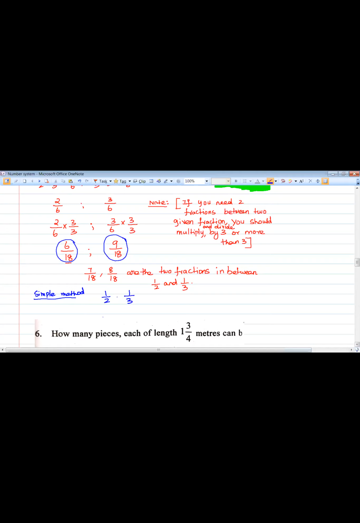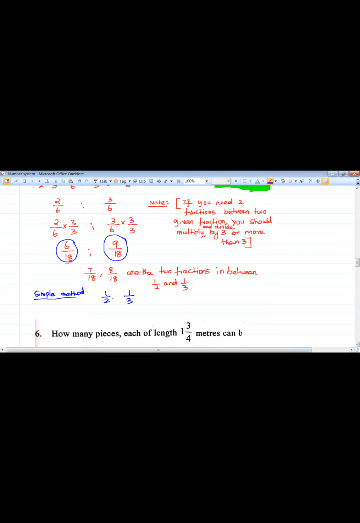So method 1 is easy for all types of models. The simple method is useful only for 2 fractions, 3 fractions or 4 fractions in between two given fractions. For 10 fractions and 11 fractions and all, you have to use method 1. Okay, so which one is the greatest one? 1 by 2 or 1 by 3? 1 by 2 is the greatest one.